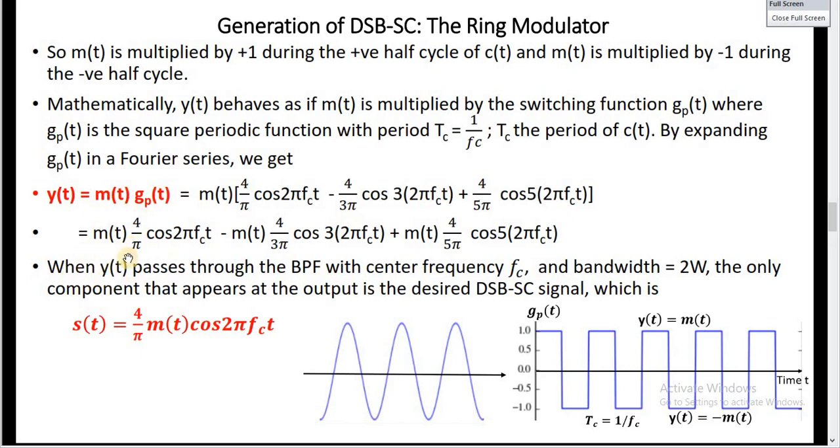When y of t is passed through the band pass filter with carrier frequency Fc and bandwidth equal to W, the only component that appears at the output is the desired double sideband suppressed carrier signal, which is 4 over pi m of t cosine 2 pi fct. It's in the standard form of a double sideband suppressed carrier signal, where we can assume that this is the amplitude of the carrier, this is the message, and this is the cosine term.